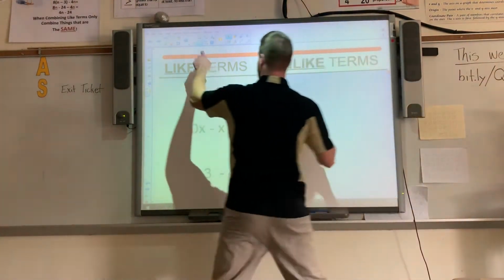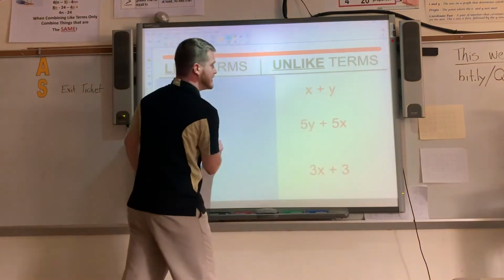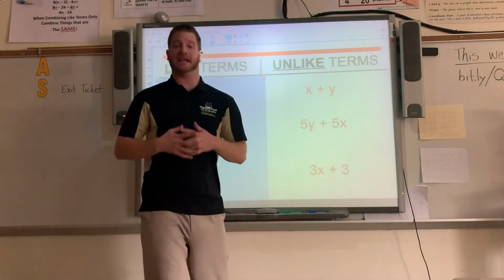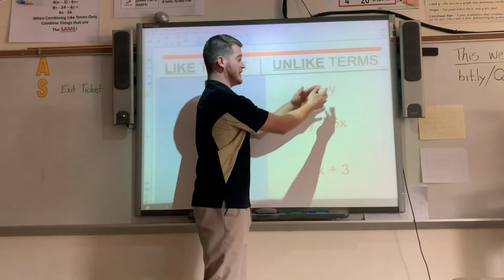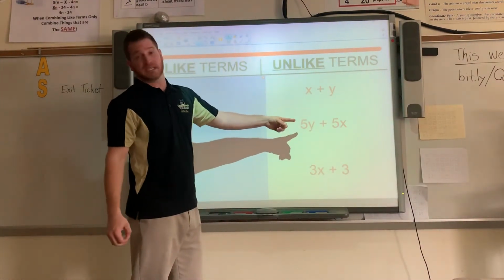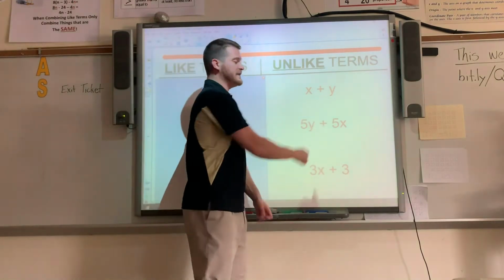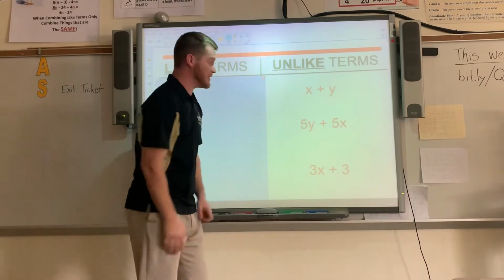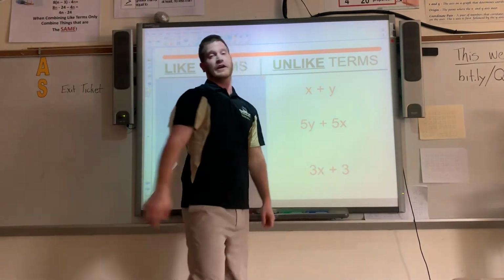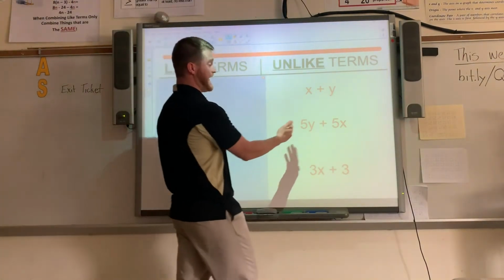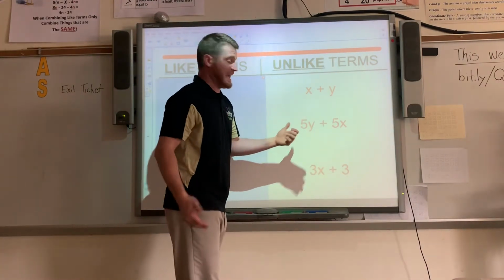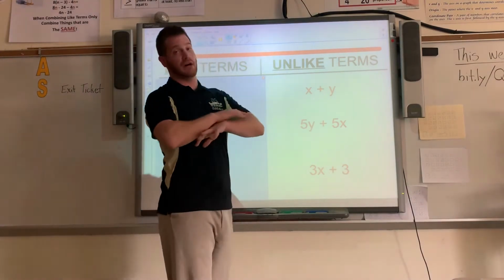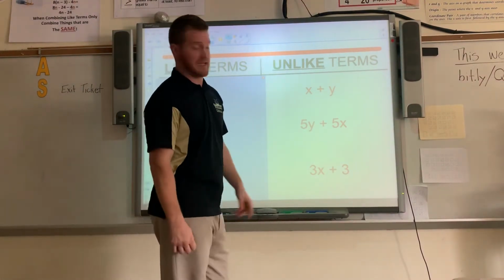Now, unlike terms, this slide's important. We know that if it has different variables, you cannot combine it. You cannot combine an x with a y. This one is a common mistake. They have the same coefficient. They look alike because they both have 5. However, they are not like terms because the variables are different. So you cannot combine this to make, say, a 10xy. That's not how it works. Even though they have the same coefficient, still unlike terms. That would be the final answer.